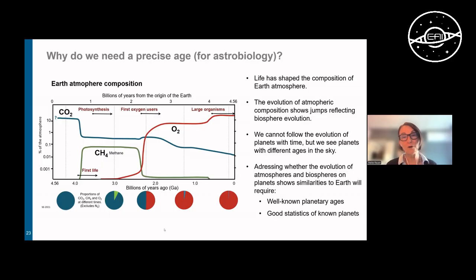Well, of course, we don't live long enough to observe the evolution of a terrestrial planet over billions of years, obviously not. But we do see planetary systems in the sky with different ages. And my big vision is, and that vision is a big one, it needs PLATO and many follow-up atmosphere missions. But my big vision is if we get well-known planetary ages and we get a good statistics of small planets of known ages at different stages during their evolution, we can compare it to that plot. We can see if we finally get similar evolutions of rocky planets over time.